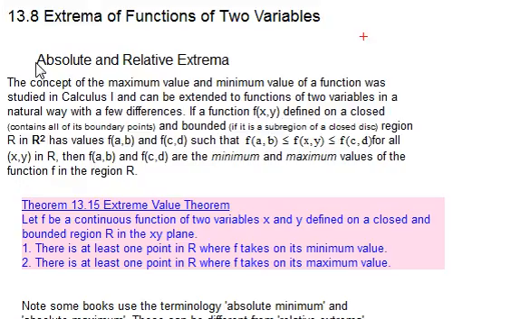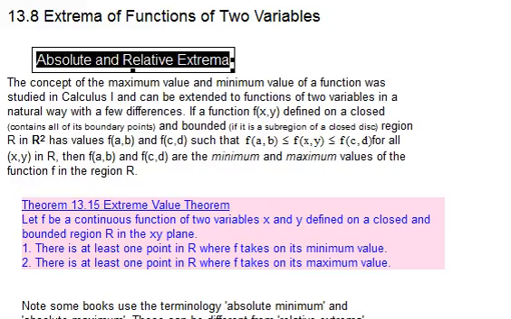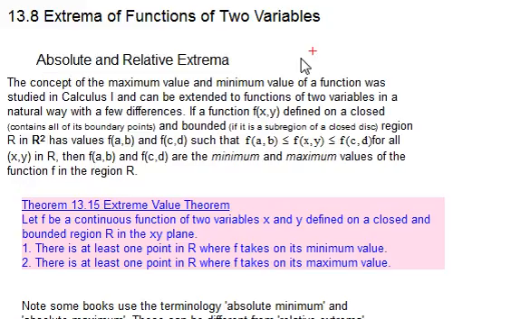So we'll begin a discussion with what it means to be absolute or relative extrema. The idea is, if we can find a number that the function never gets bigger than, then that would be a maximum value for the function. And if we find a number that the function never gets smaller than, that would be a minimum value for the function.